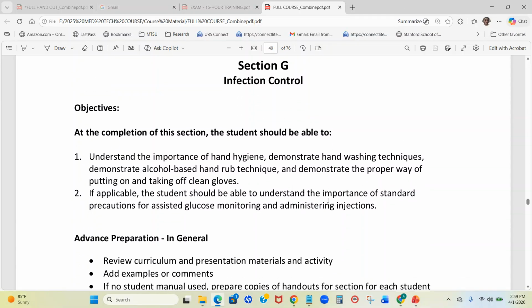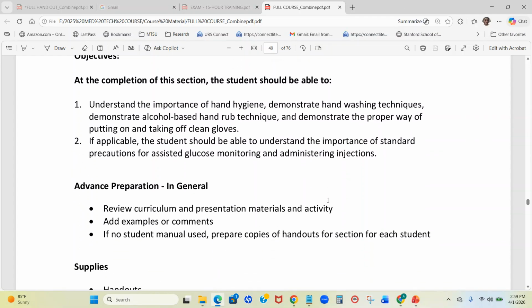At the end of this session, you need to be able to understand the importance of hand hygiene, demonstrate hand hygiene techniques, demonstrate alcohol based hand rub technique, and demonstrate the proper way of putting on and taking off clean gloves. All this will be done in the skills section when you come to see me face to face in the skills laboratory.